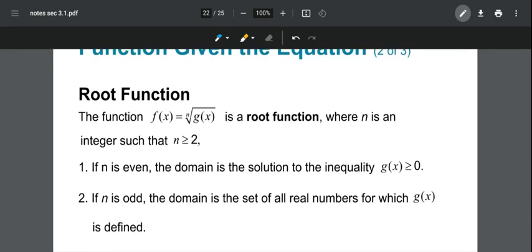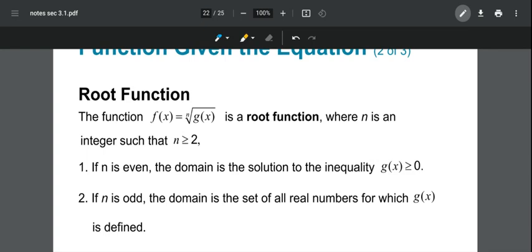Root functions, so that's the function when you're going to see a root. N represents the index of the function, where n is an integer greater than or equal to 2. When we're talking about root functions, we can divide them into two different types. The first is when the index of the root is an even number, like square root functions, or the index 4, 6, and so on.